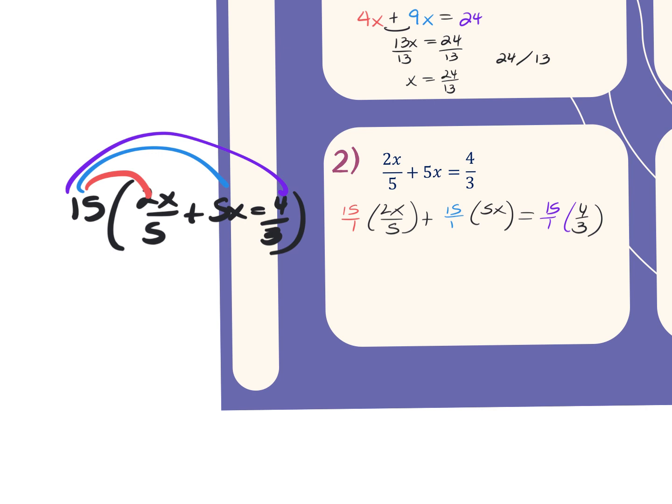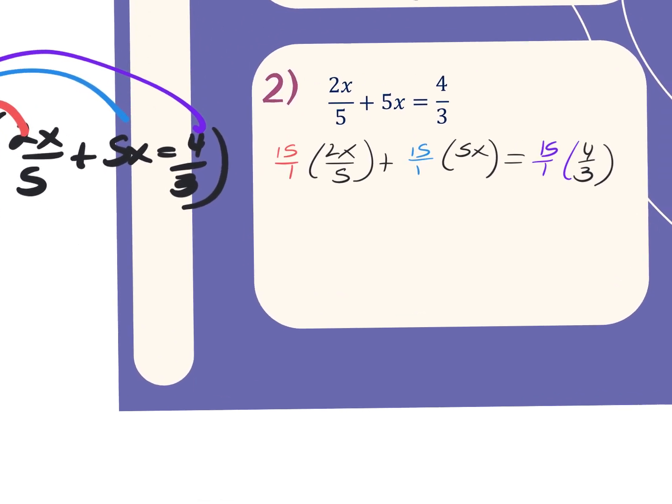So for the first one, I can simplify the 15 and the 5. This becomes a 3. So then this becomes 6x. Then nothing to simplify here in the middle. So this becomes 15 times 5 is 75x. And then here, this will simplify. And then 5 times 4 is 20.